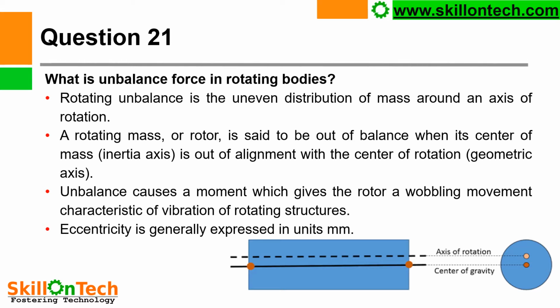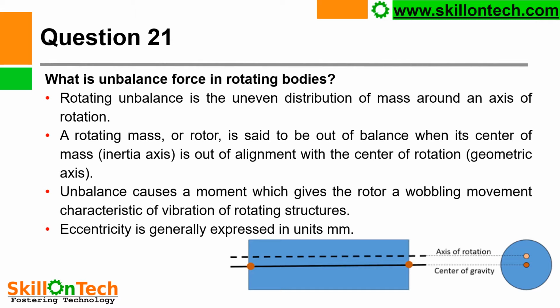Rotating unbalance is the uneven distribution of mass around an axis of rotation. You can see a picture where the axis of rotation and the center of gravity, meaning the inertia axis, are different. A rotating mass or rotor is said to be out of balance when its center of mass inertia axis is out of alignment with the center of rotation geometric axis, as shown in the sketch.